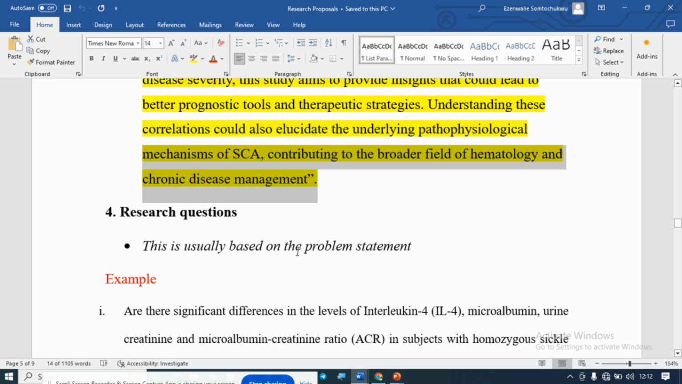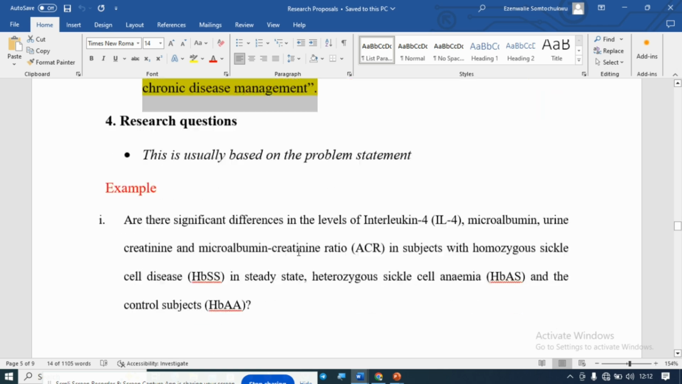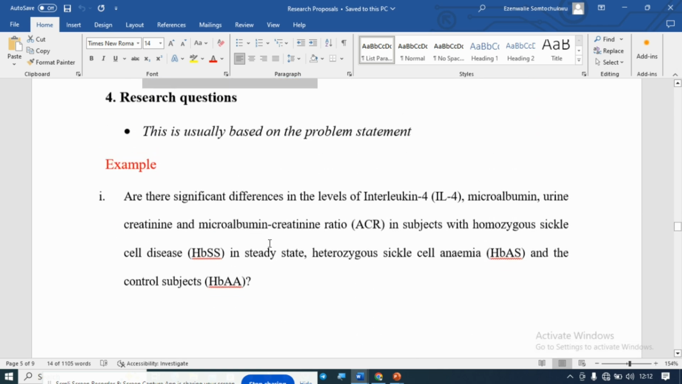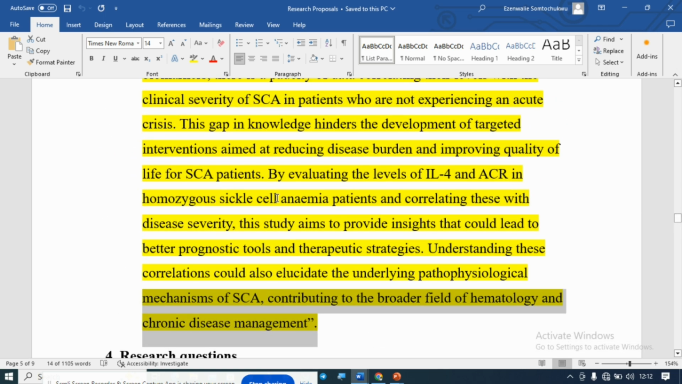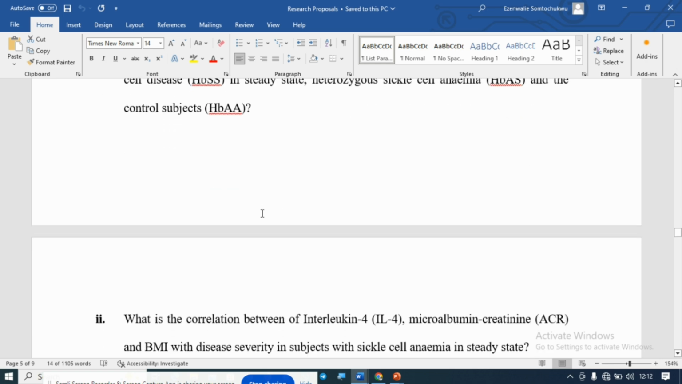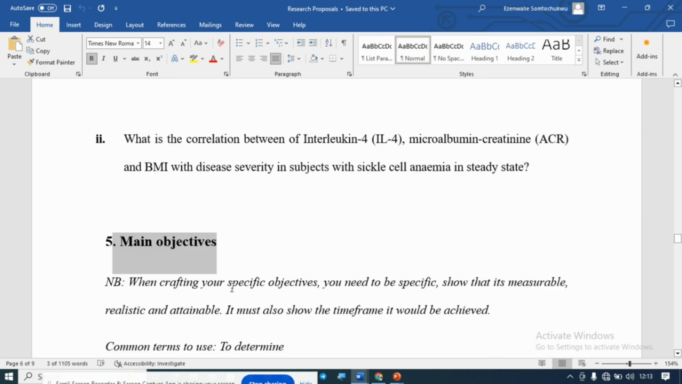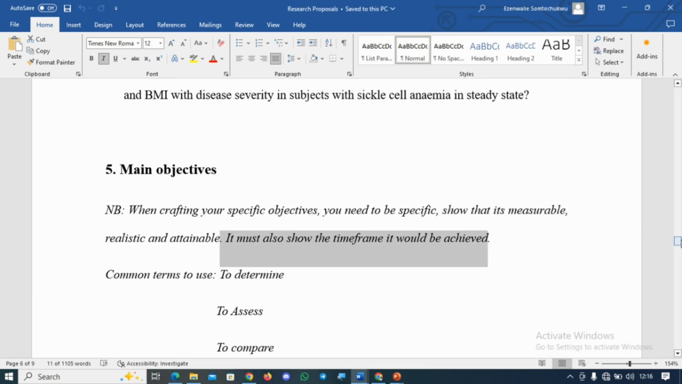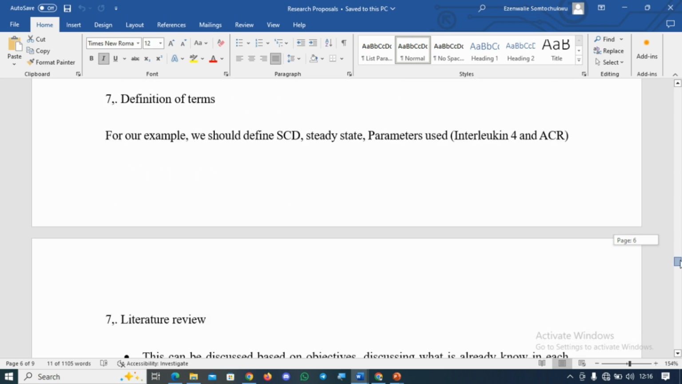So a research question should be gotten from your statement of problem. This is an example: based on this statement of problem, I crafted two. Most times it's good that you keep your research questions very specific and brief, depending on your school supervisor.